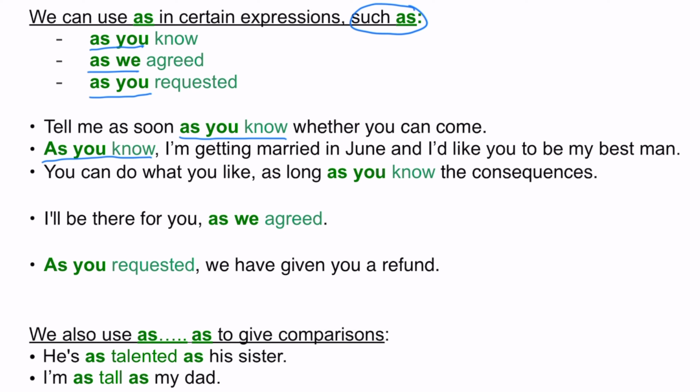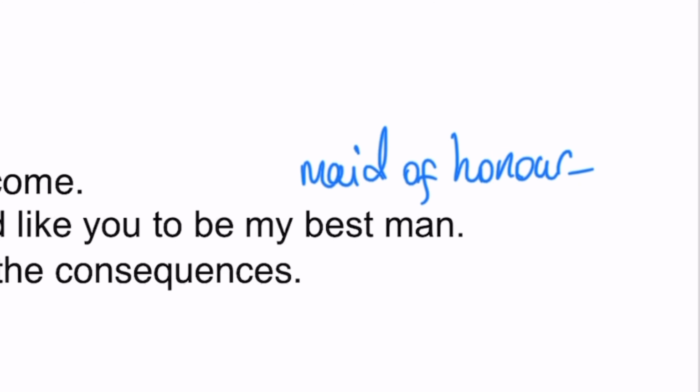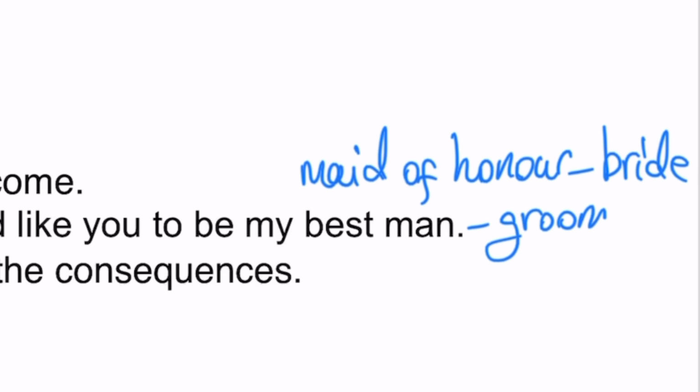Best man is the person who accompanies the man to the altar, and maid of honor is the person who accompanies the woman to the altar. So best man is for the groom and maid of honor is for the bride. Maid of honor for the bride. Best man for the groom. The bride and groom are the couple that gets married.